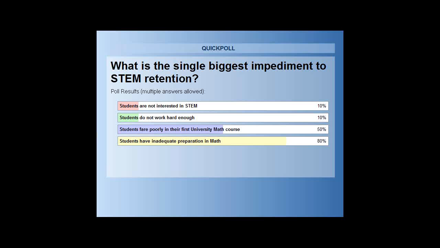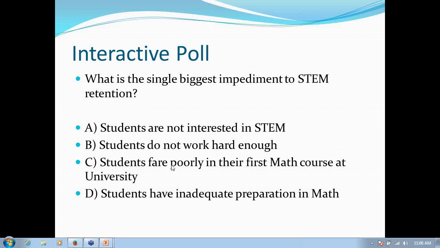At least at SUNY Oswego, I wouldn't claim to know this for all colleges, we find that students faring poorly in their first university math course is the biggest impediment to STEM retention. It's related to inadequate preparation, but the following slides will show that a lot of students do have adequate preparation in math, but various other factors conspire for them to fare poorly in their first university math course. That first math course could be calc, pre-calc, or algebra.